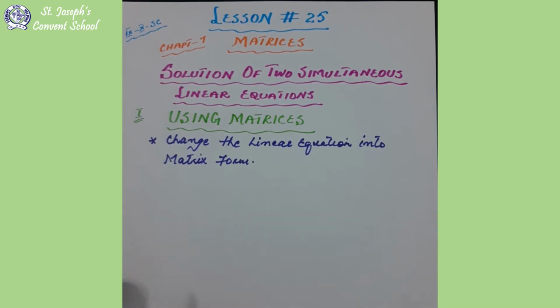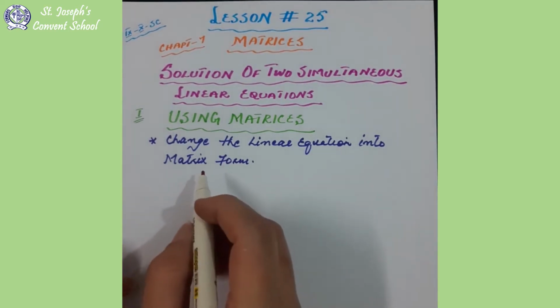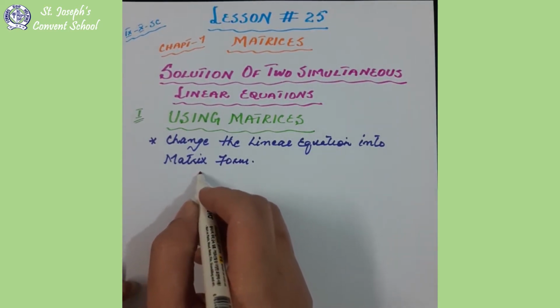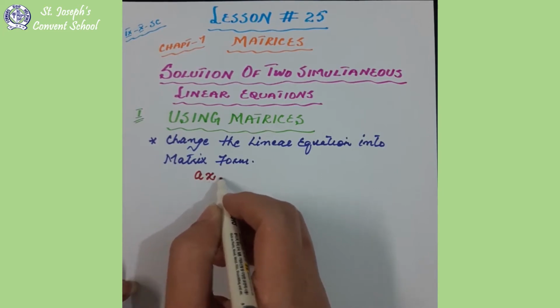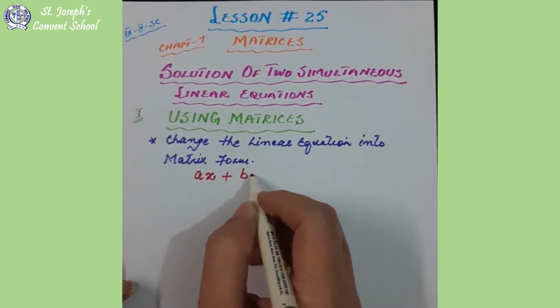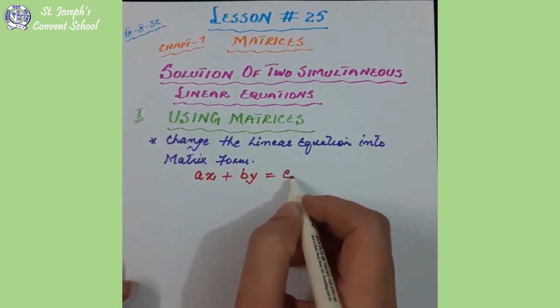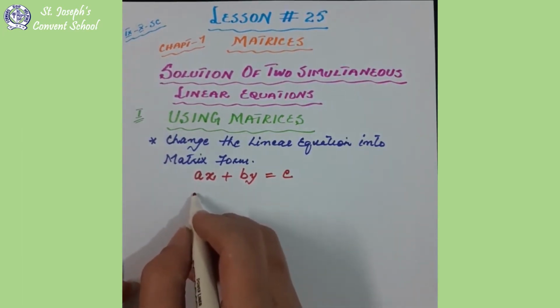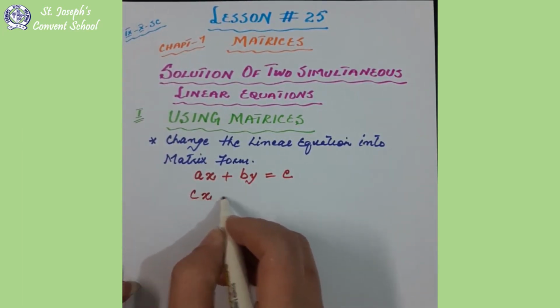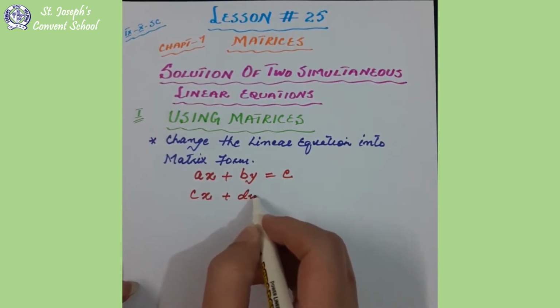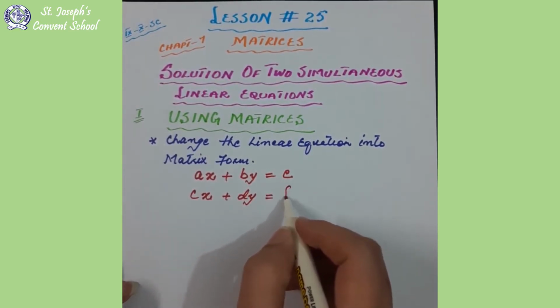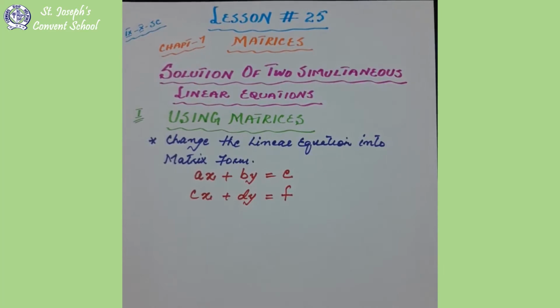Now suppose two equations are ax plus by equals e, the first equation. Then the second equation is cx plus dy equals f. Now these are the two equations. We will write them in matrix form. So how to write these in matrix form?